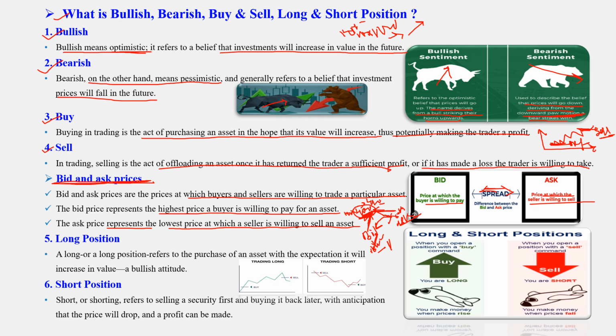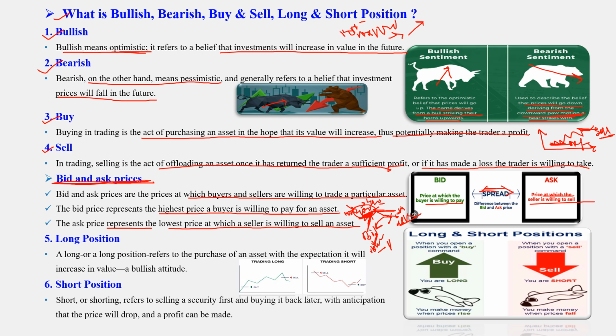What is a bid and ask? I explained that a bid means the highest price a buyer is willing to pay for an asset, and the lowest price at which a seller is willing to sell an asset is the ask price. In that example, the 400 price is where both the bid and ask agree, and the gap in the trade is called a spread.